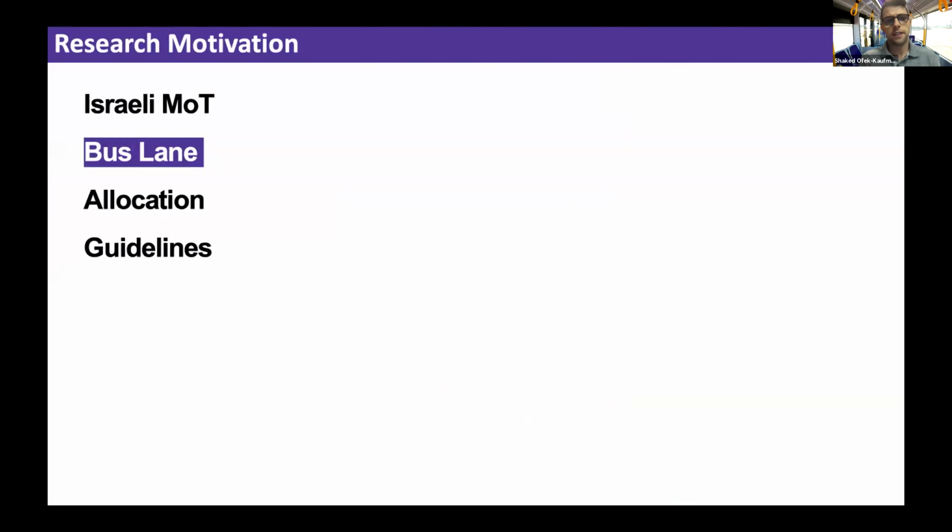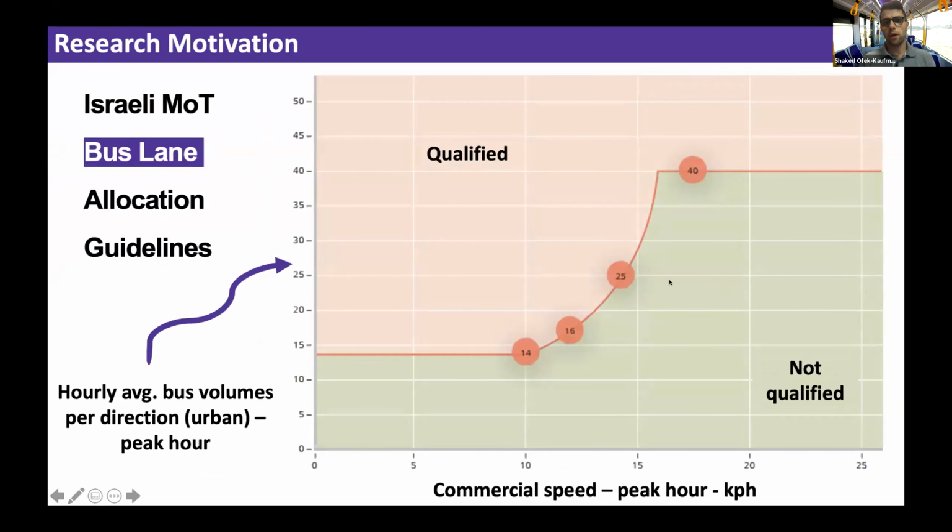So in 2016, the Israeli Ministry of Transportation published the bus lane allocation guidelines. These guidelines dictate when a road link should be allocated as a bus lane. For example, we can see one of the charts that appear in the book of the Ministry of Transportation. If you look here, we can see that if a road link carries 25 buses an hour during peak hours and commercial speed is under 14 kilometers per hour, this link is qualified for bus lane allocation.